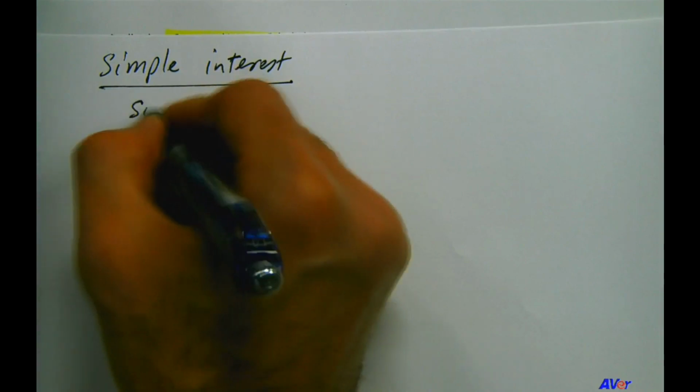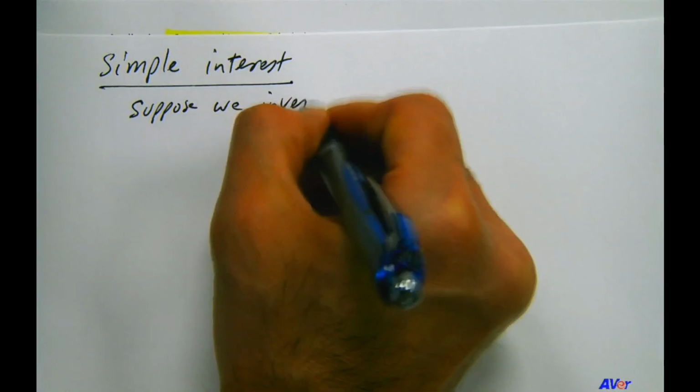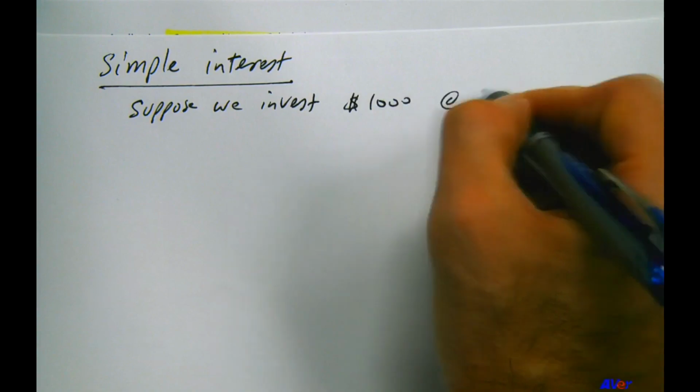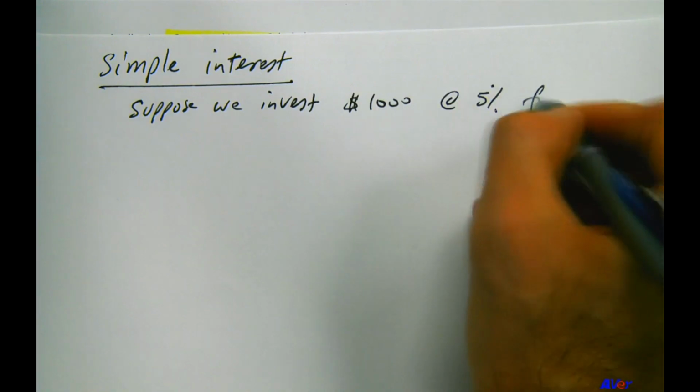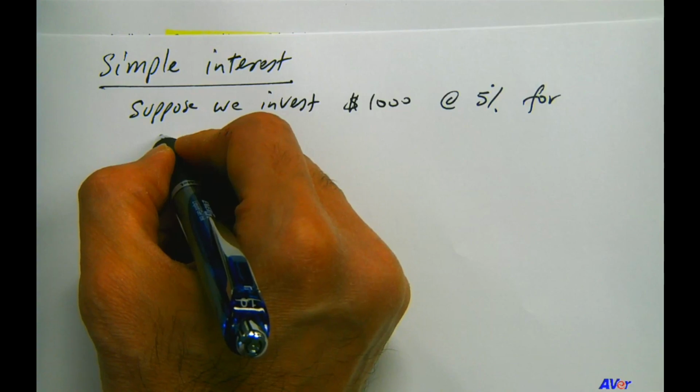So suppose we invest $1,000 at 5% for, say, 20 years.